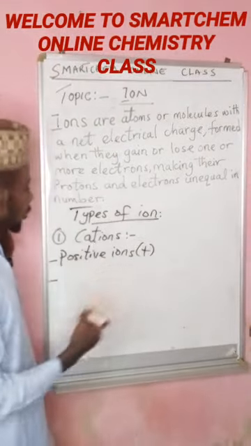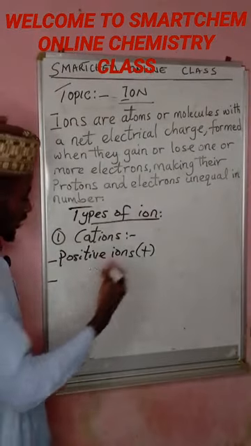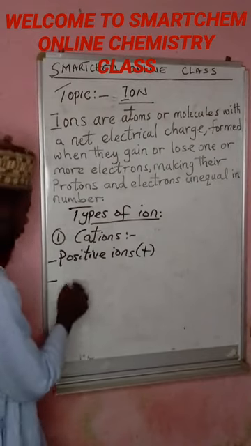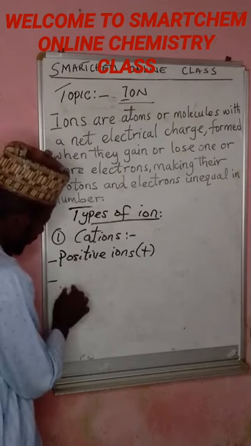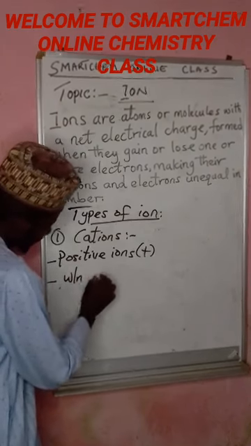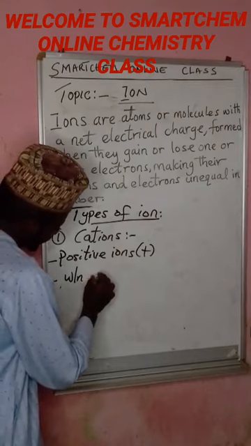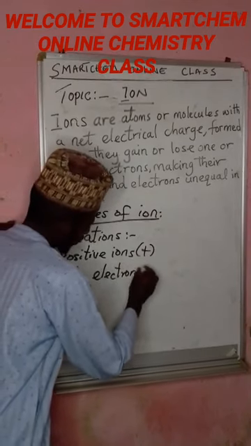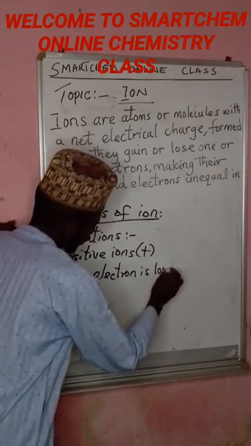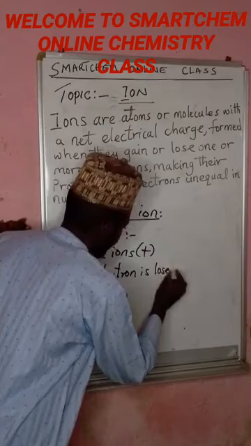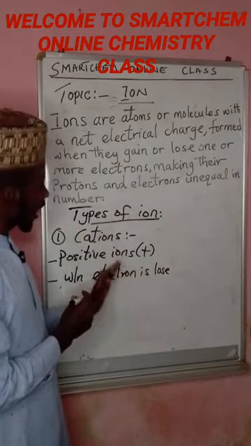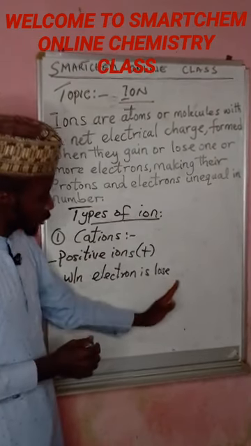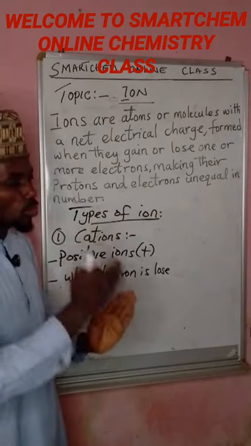For example, let's look at sodium, as we have been doing. As we have given an example like sodium, that is when an electron is lost. When an electron is lost, that is how these cations are formed. This electron may be one or more than one.